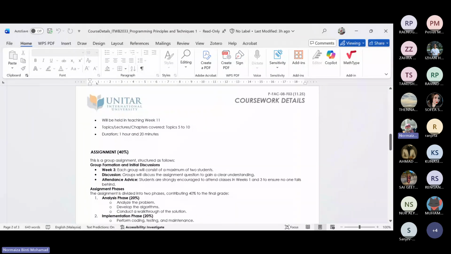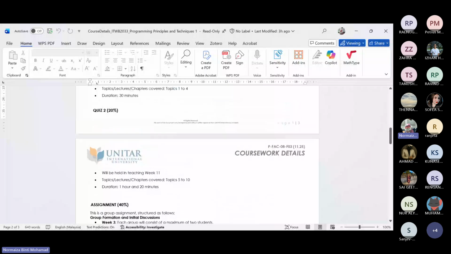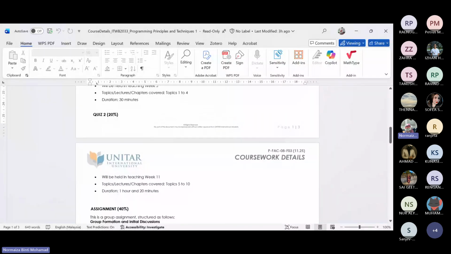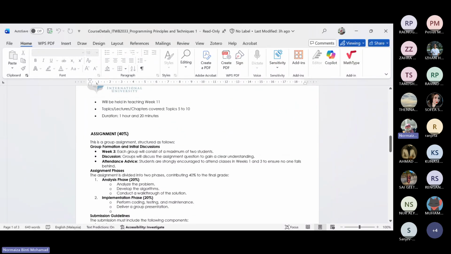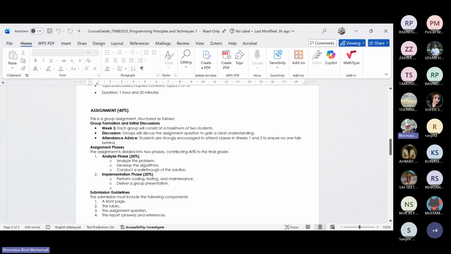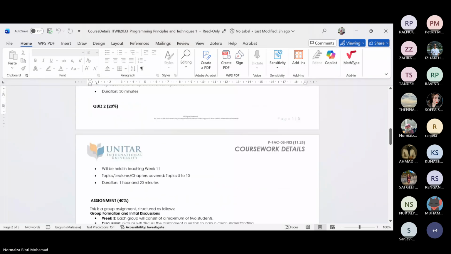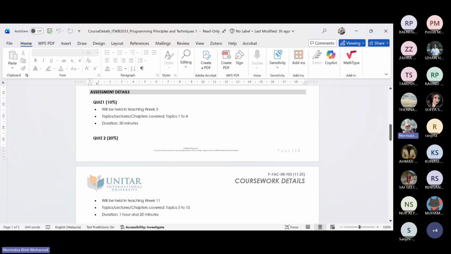Okay, the second quiz we have in week 11. Week 10 is actually a semester break, so it might be given in week 11. And it covers from topic 5 to 10. Sorry, that's quiz 2. Quiz 1 is in week 5. It covers from topic 1 to 4. Quiz 2 is in week 11 from the rest of the topics, which is topic 5 to 10.